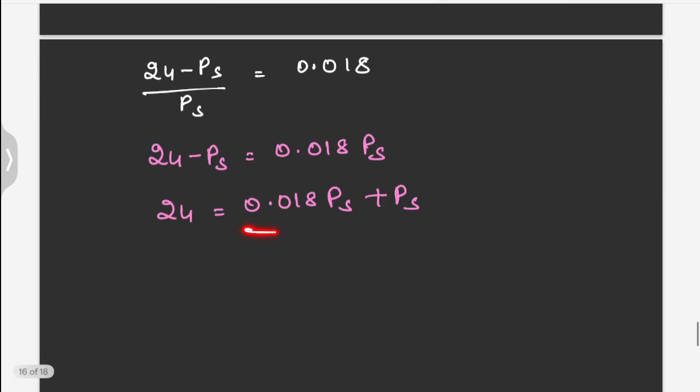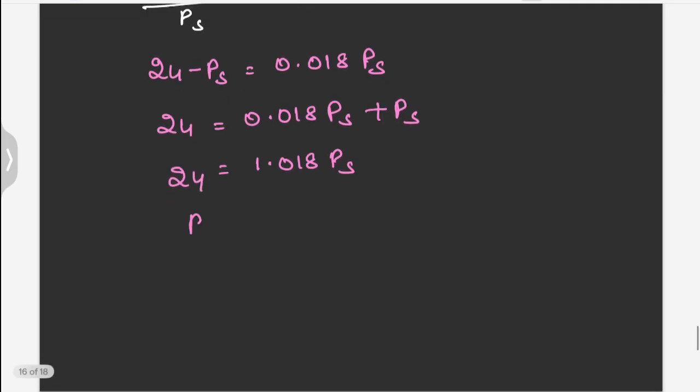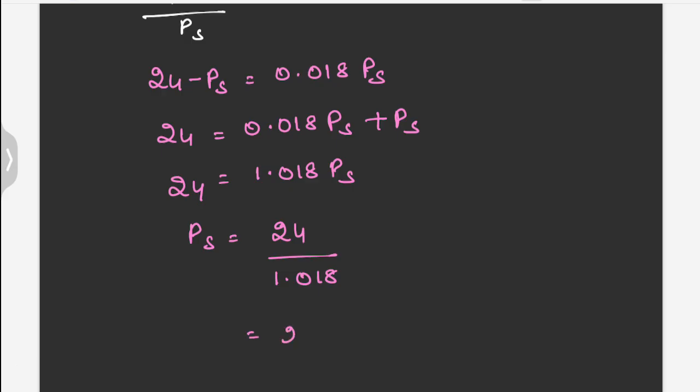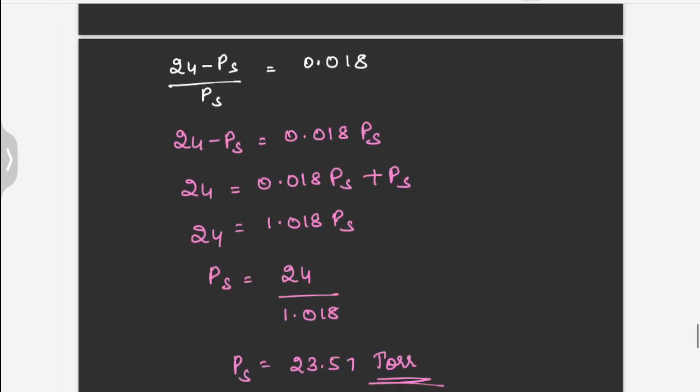Now add this: 0.018 plus 1, so you will be getting 1.018 PS. 24 is equal to 1.018 PS. Next step we can write PS is equal to 24 divided by 1.018. When you divide this you will be getting 23.57 torr. So the vapor pressure of the solution will be equal to 23.57 torr. This is the answer.